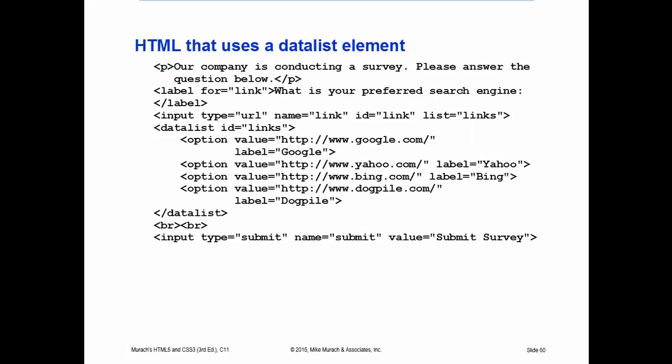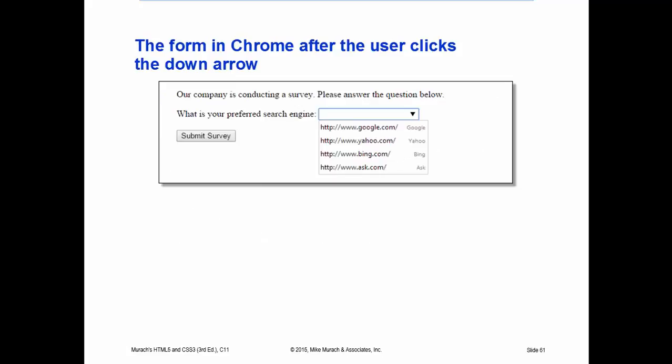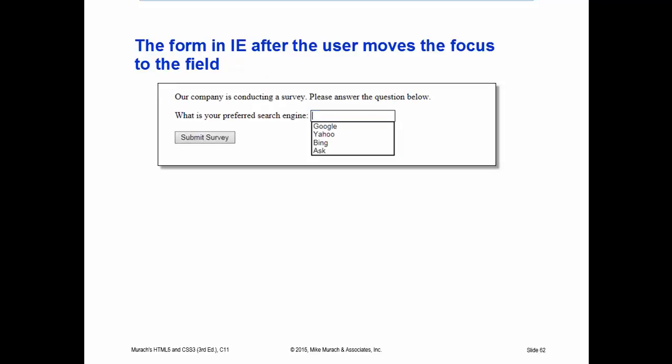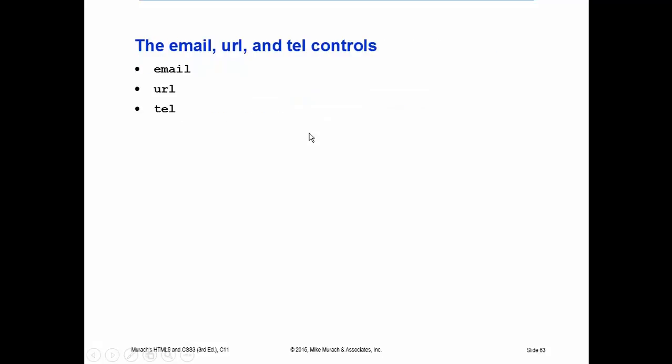Data list, I don't have a data list in there, but notice it says in here, what is your preferred search engine? So a data list will show those so you can pick. Okay? All right. So if you type in something like this and you type in a G, it will show you Google and Bing because both of them have a G in them.